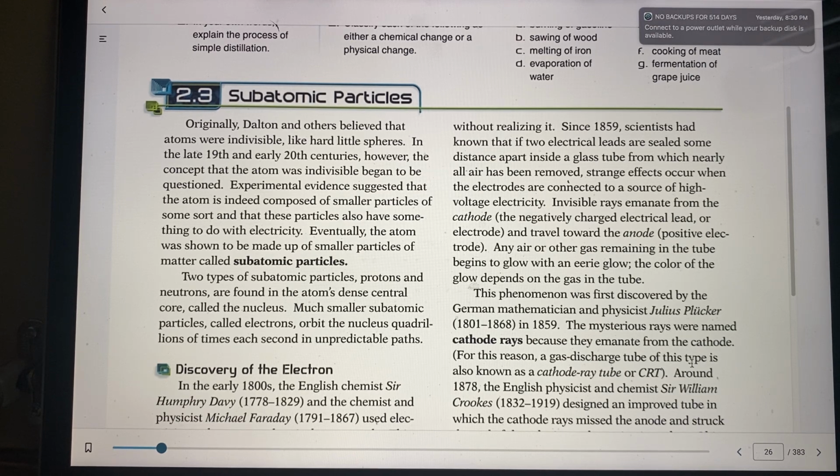Eventually, the atom was shown to be made up of smaller parts of matter, and these smaller parts of matter are called subatomic particles. So what subatomic particles are found? Well, we have protons and neutrons, and they're in the nucleus of the atom, and they're the major mass of the atom.